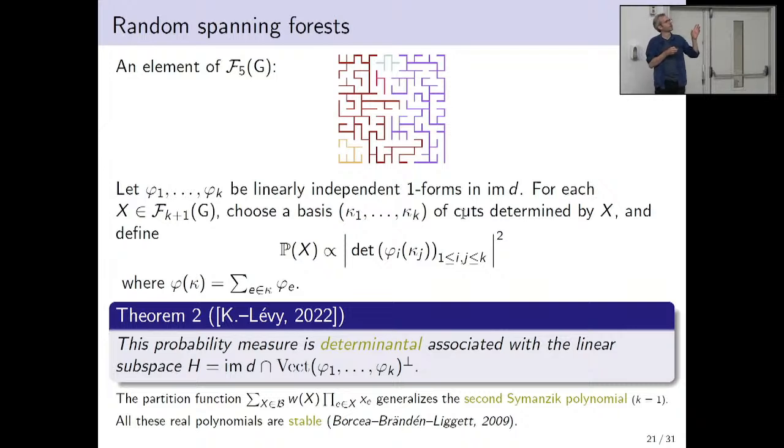It turns out that in the case k equals 1, this is what is called the multivariate spanning tree polynomial, which comes from physics originally, but has also many current applications in algebraic combinatorics. And also just because of these determinantal properties, all the partition functions of the measures, in fact all determinantal measures, but these are determinantal measures with explicit weights, they are all stable, which is a very interesting property of polynomials due to a result of Borcea, Brändén, Liggett.